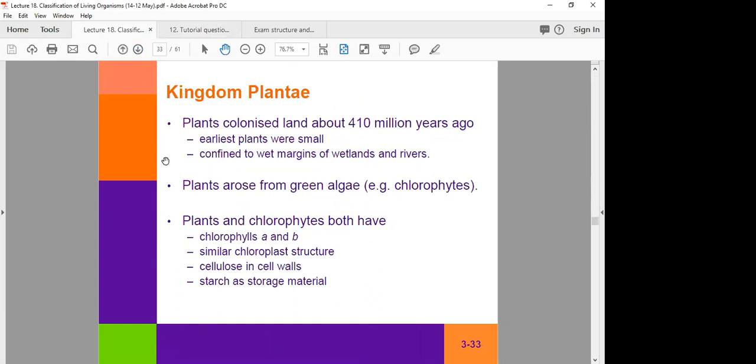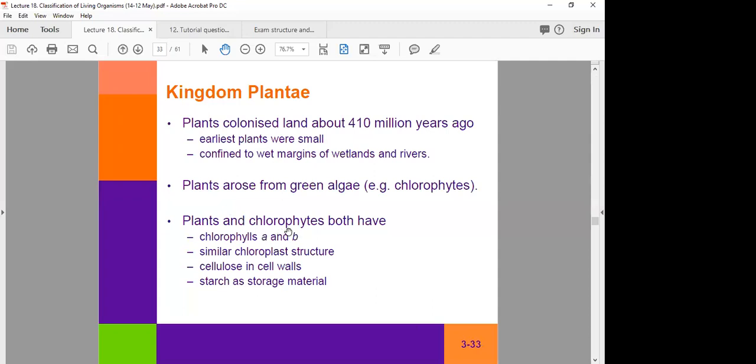Okay, tonight we visit Kingdom Plantae. So we'll start with the very earliest plants, which were thought to have colonised land about 410 million years ago. And these early plants were thought to have been very small and mostly confined to wet margins of wetlands and rivers. And of course, that was before they evolved all the structures that were required to enable them to inhabit more arid inland areas. The closest relatives to today's plants are green algae, or certain groups of green algae.